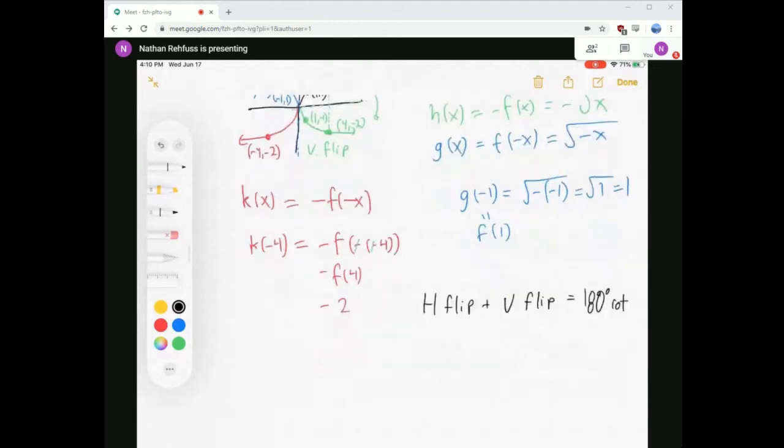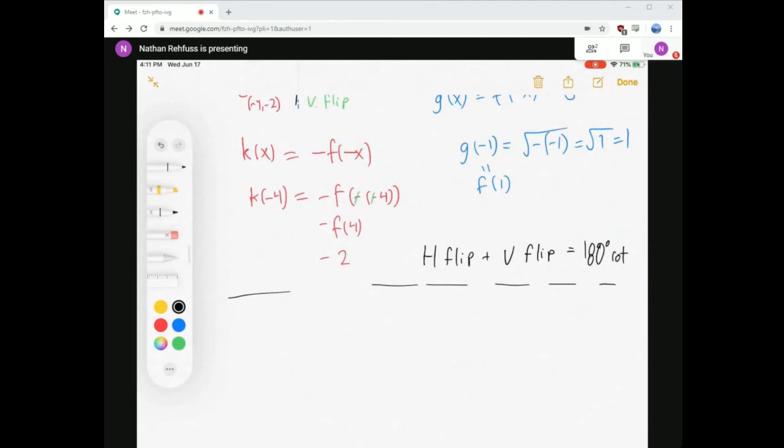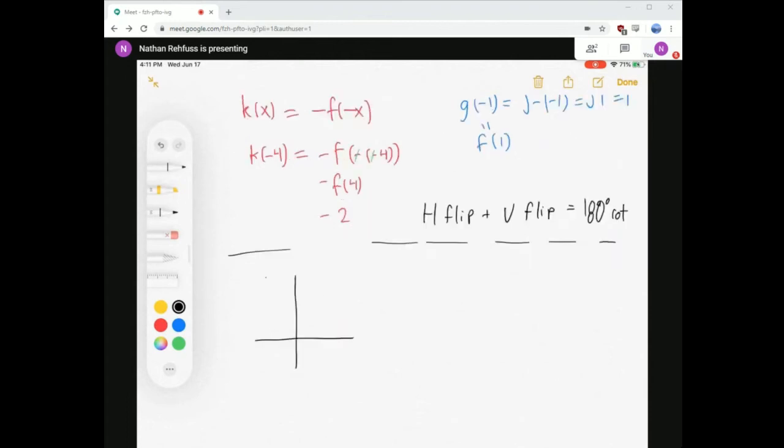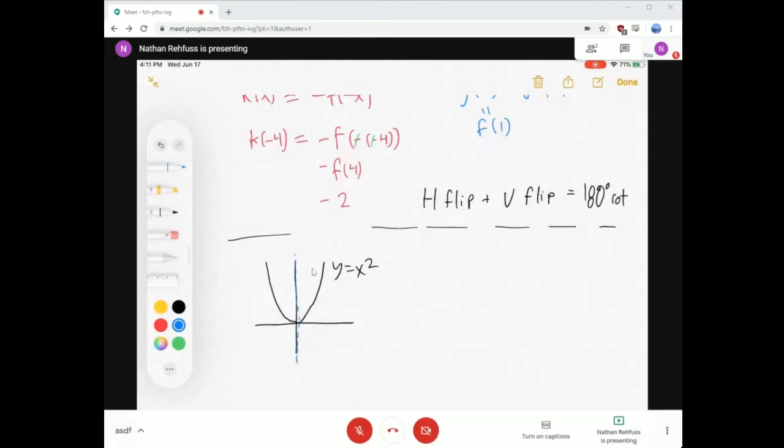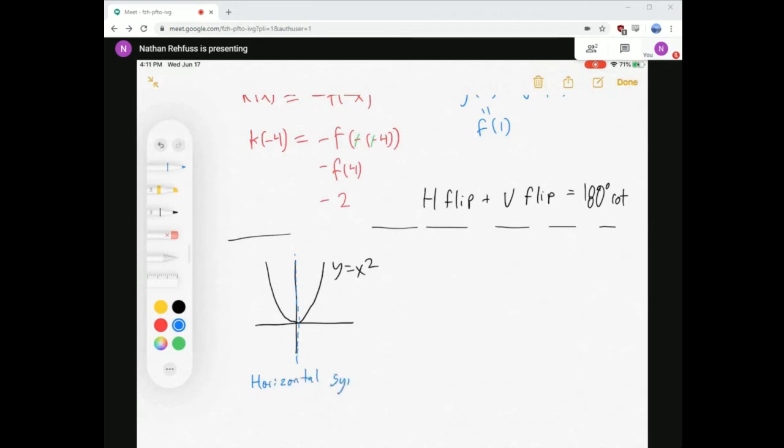Now that actually pays off in a big way because I want to talk a little bit about symmetry. So there are some functions that we've dealt with in this class, like y equals x squared, that have a natural kind of symmetry. If I put a mirror right down the y-axis, right down the middle of the graph, this graph is the same as its reflection. It looks the same on both sides. So this is a very basic geometric form of symmetry. We call this horizontal symmetry.